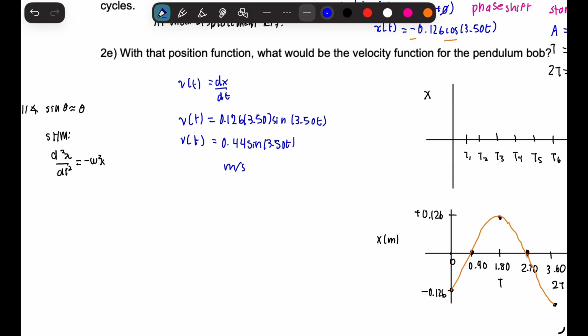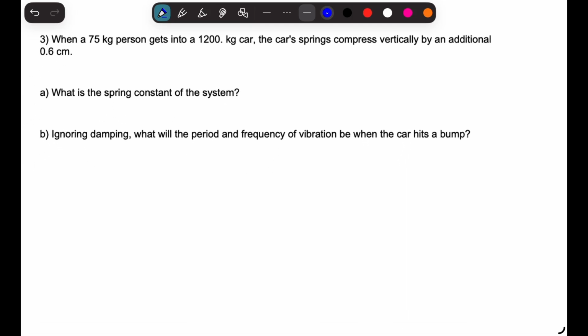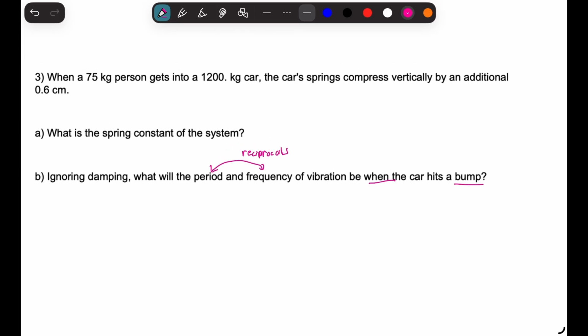Now let's move on to our next question. When a 75 kilogram person gets into a 1,200 kilogram car, the car springs compress vertically by an additional 0.6 centimeters. So we're asked, what is the spring constant of the system? And ignoring damping, what will the period and the frequency be of the vibration when the car hits a bump? These are reciprocals. So let's write down what we were given.